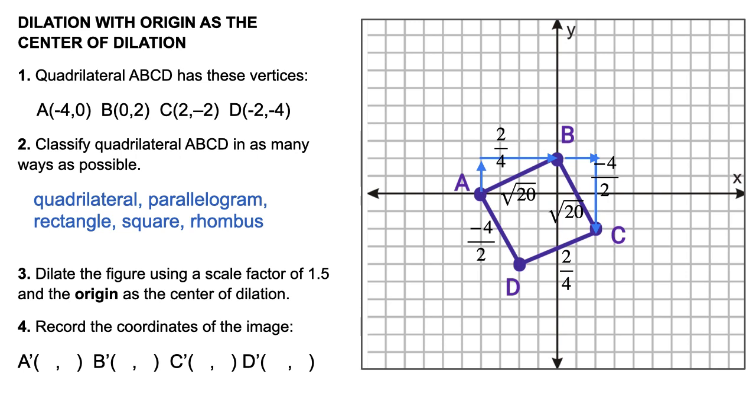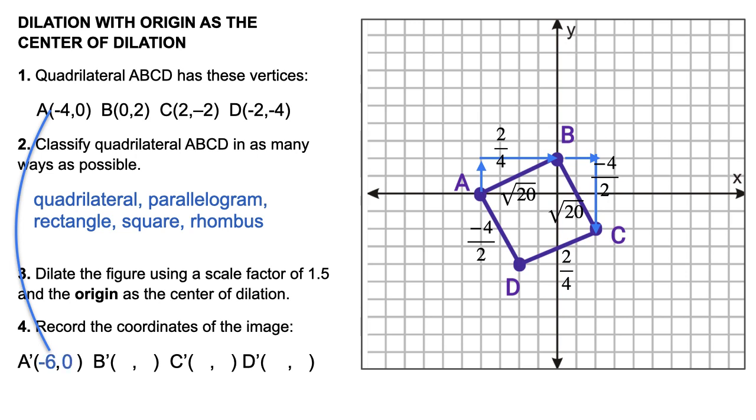Now, number 3 says to dilate this figure using a scale factor of 1.5 and using the origin as the center of dilation. In this lesson, if it's being dilated over the origin, we can simply multiply the coordinates of the pre-image by the scale factor to get the coordinates of the image. So A prime, we take the coordinates of A, we multiply the x and the y coordinates by 1.5, and we get the coordinates of A prime as -6, 0.